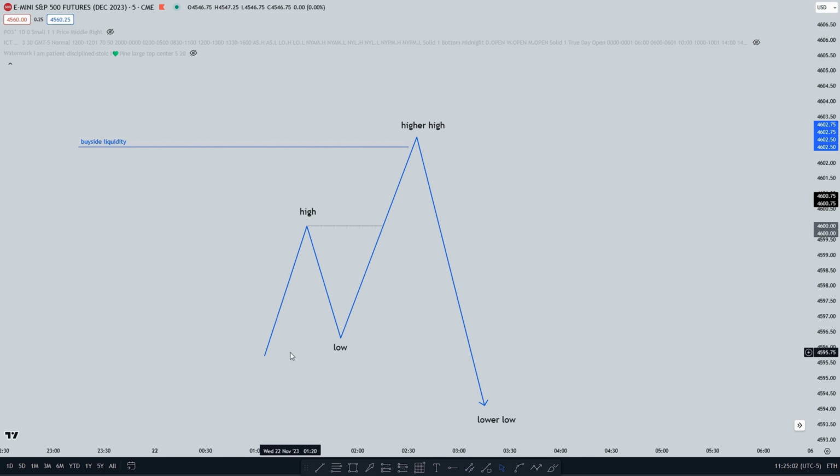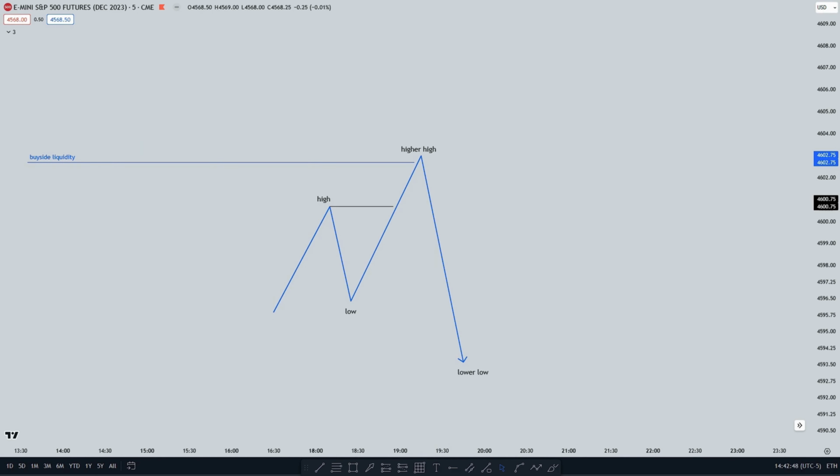A bearish example would look something like this, where we have a high, low, higher high, lower low. And something that I like to see is when we form a higher high, I want to see price both taking out the high we recently created and also a kind of buy side liquidity, because then there's two levels of liquidity that will support price in going lower.